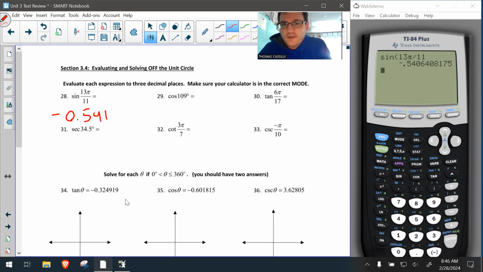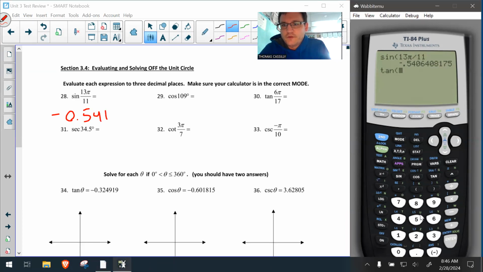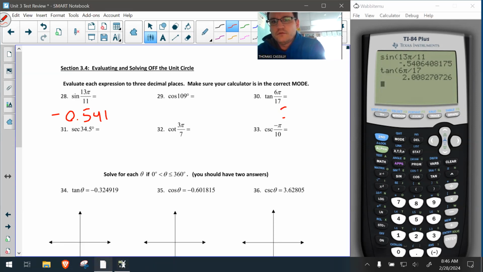Then same thing, the tangent of 6 pi. Tangent of 6 pi divided by 17. That's going to give us 2.008.